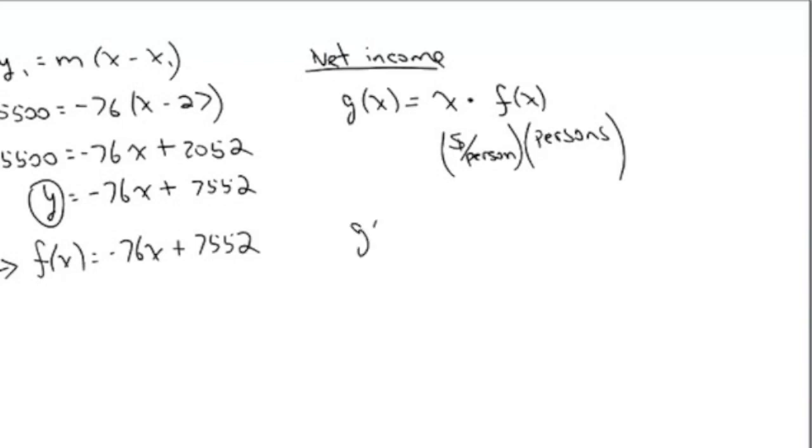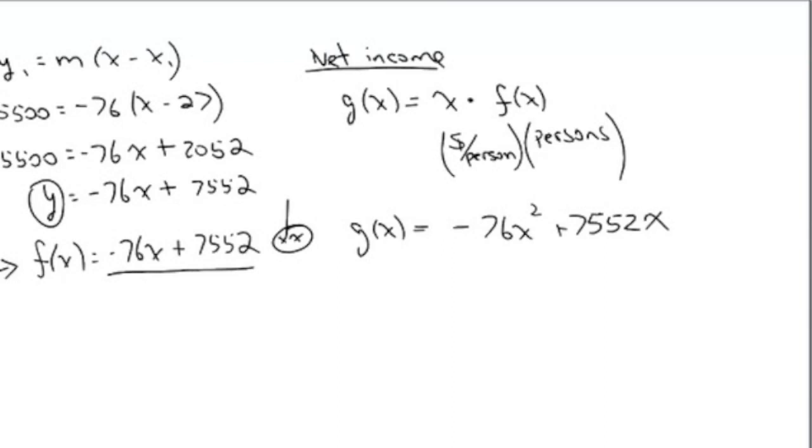So g of x is going to equal... So x times f of x is x times this mess. So it becomes negative 76 x squared plus 7552 x, because it's f of x. You have to remember the x in it. If you multiply this by x, you get it. I get it now.